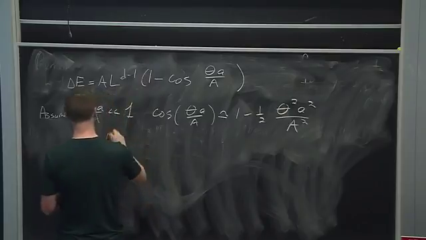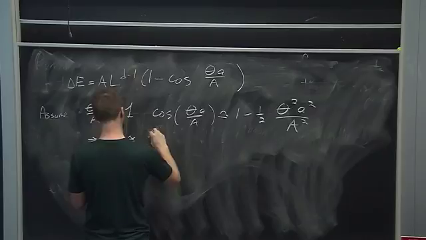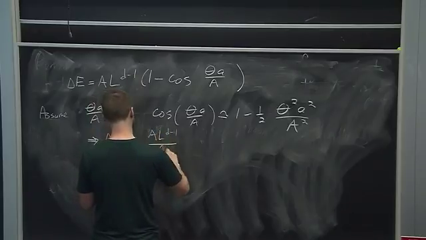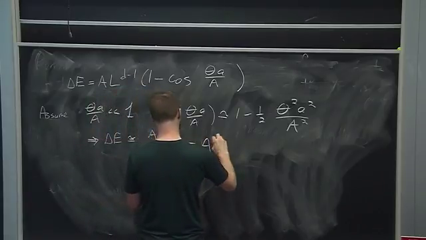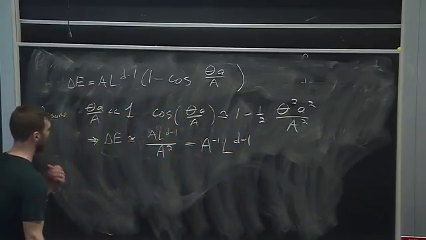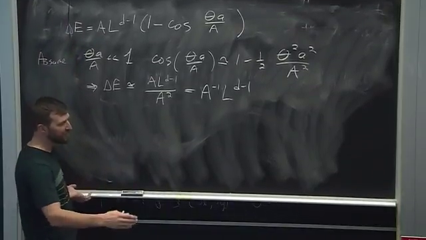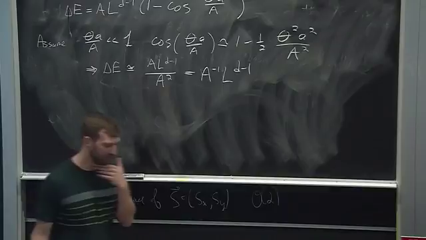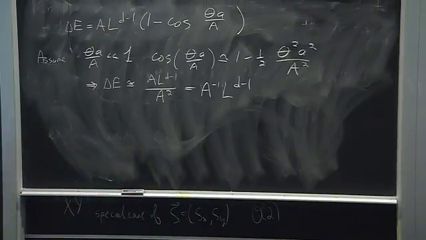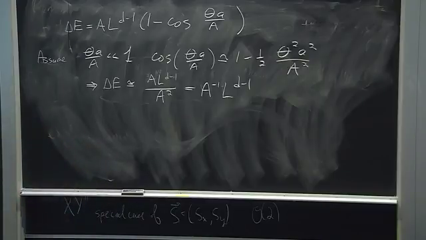So your delta E would be the inverse size of the domain wall, times L^(D-1). Again, I just kind of wanted to cook off that dependence on A. So, if you just have nearest neighbor, question?